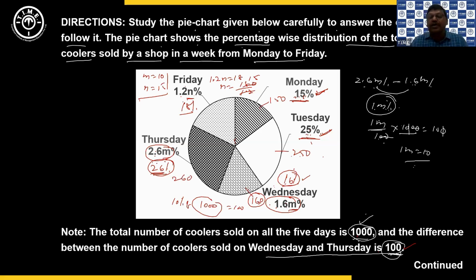Just adding 10, no? See, if 100 percentage is 1000, students, 1 percentage will be 10. 100 tens, 1000, no? 1 percentage is 10. 15%, 15 tens, 150, 250, 160, 260, 180. You got all the days. So clear, students. Monday 150, Tuesday 250, Wednesday 160, Thursday 260, and finally Friday 180. This is the number of coolers sold, please. Right? Okay. Now with this, we'll go and answer the questions.